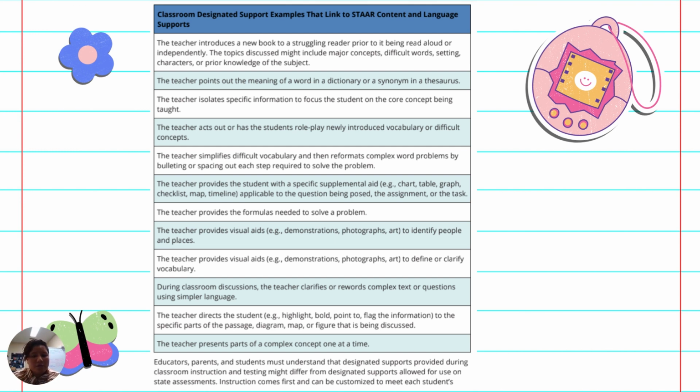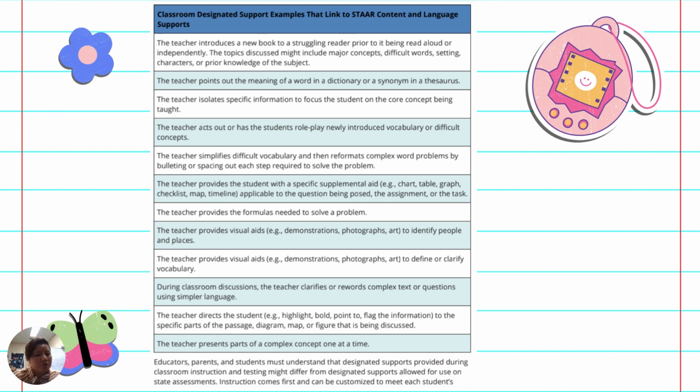If you notice, this says classroom designated support examples that link to STAR content and language support. So what is it that you're doing in the classroom that's considered a content and language support? As a teacher, if you isolate specific information to focus the student on the core concept being taught, you are providing the student a content and language support. And if they depend on this type of support in the classroom, then they will need it for the STAR test.